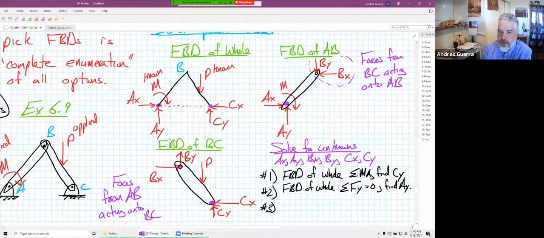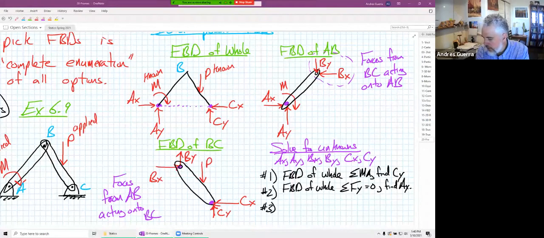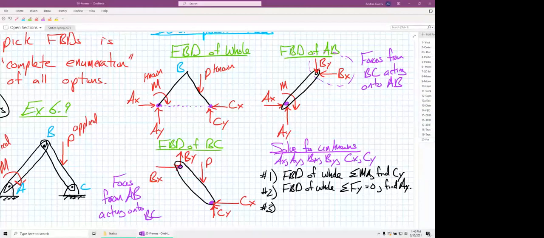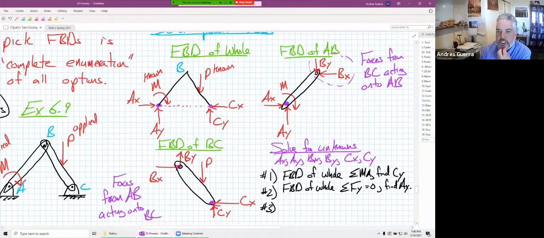What can we do now? What's our next step? James Salazar, any ideas? Where should we go next? Okay, Madison. Nope. And Enzo, any ideas? What was the question? What should we do next? What should step number 3 be? I'll give you a hint. We can't do anything with the FBD of the whole anymore. We've found two things, but we're not going to be able to find CX or AX right now.